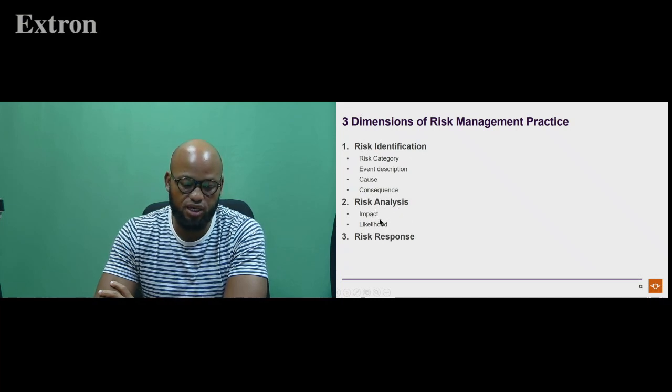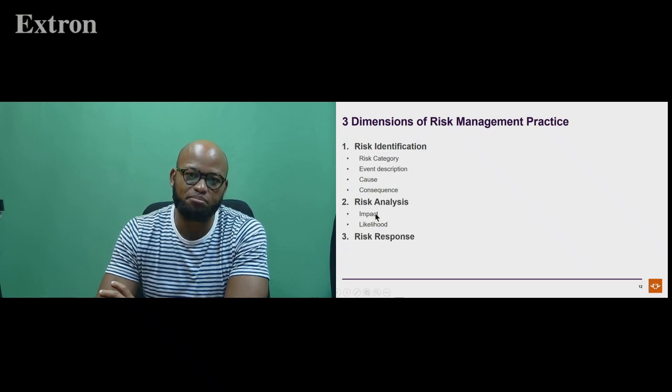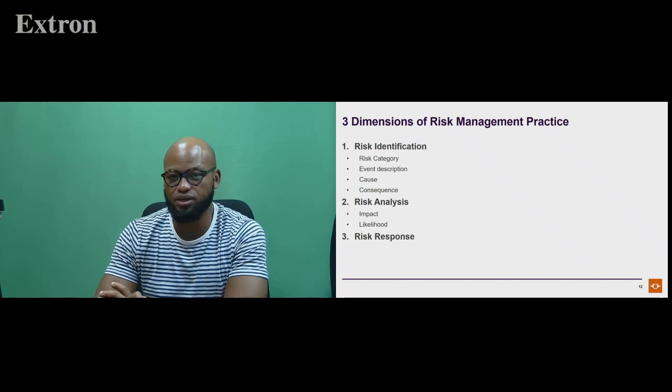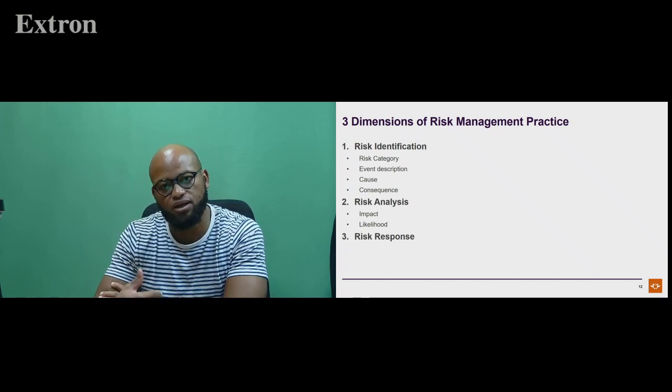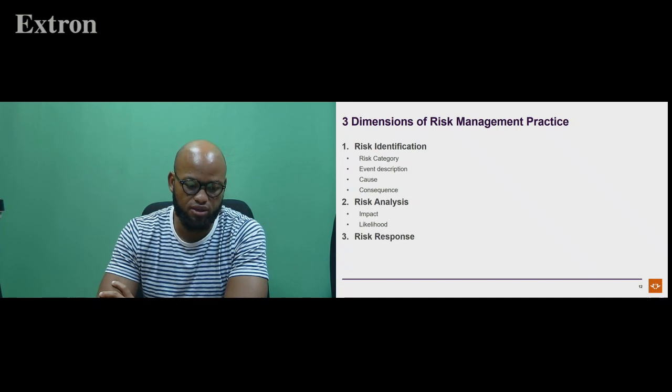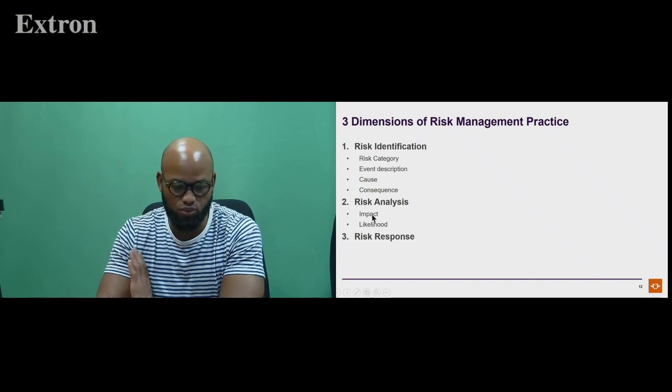The next phase, or the next element, is risk analysis, and risk analysis involves describing the impact of a risk as well as the likelihood of a risk. By impact, we're trying to know, will this be a high impact risk, or will it be a medium impact risk, or will it be a low impact risk? There are a few things that we need to take into consideration when we're trying to reach that conclusion, and we'll go through it in a minute.